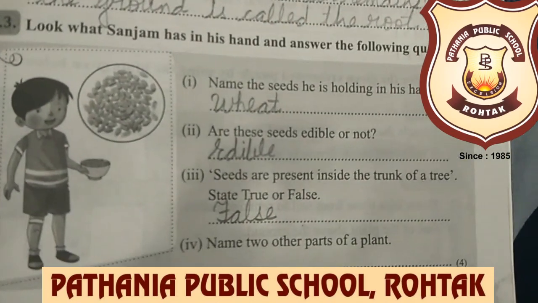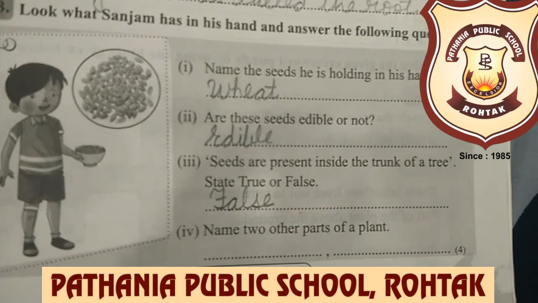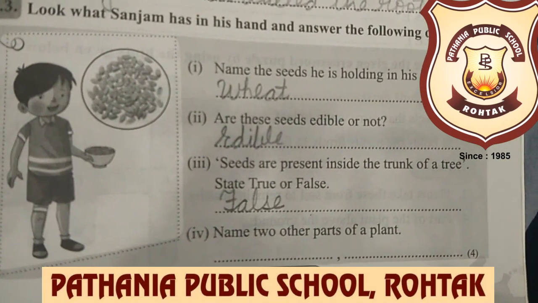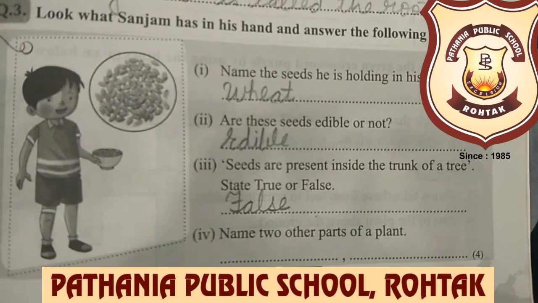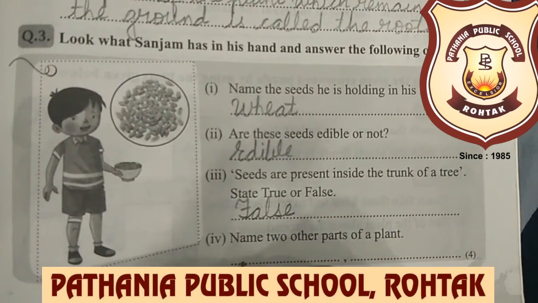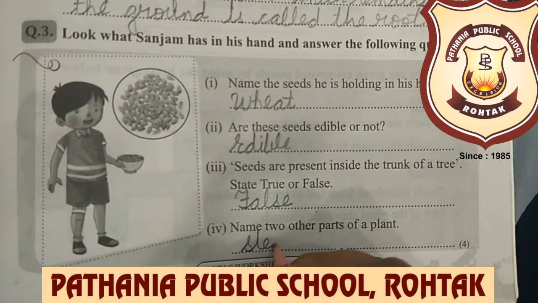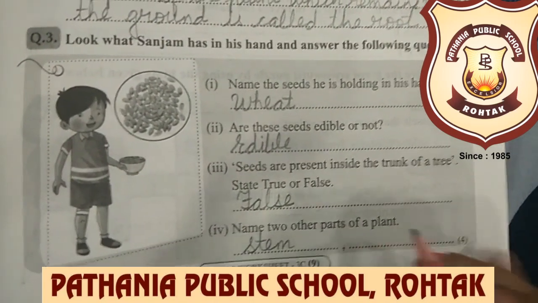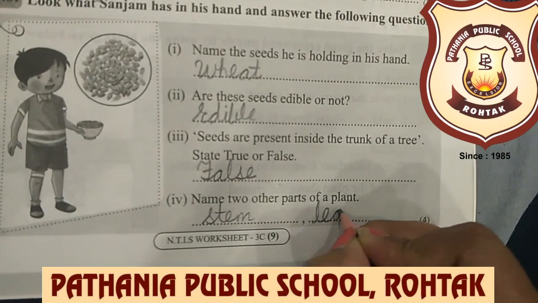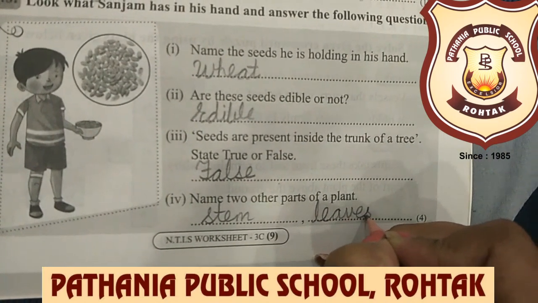Yes, now name two other parts of a plant. Yes, beta, we have studied all the parts of the plant. Now tell me any two other parts of plant. Any two you can write here. You can write here stem and leaves. You can write here root and flowers. You can write here flowers and fruits. Anyone as your wish.